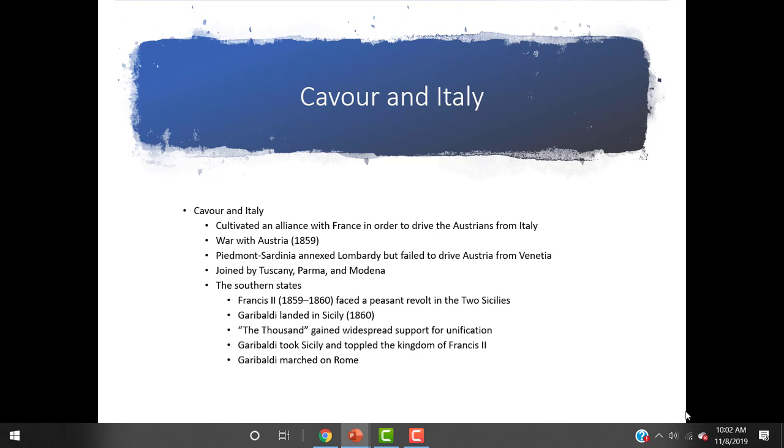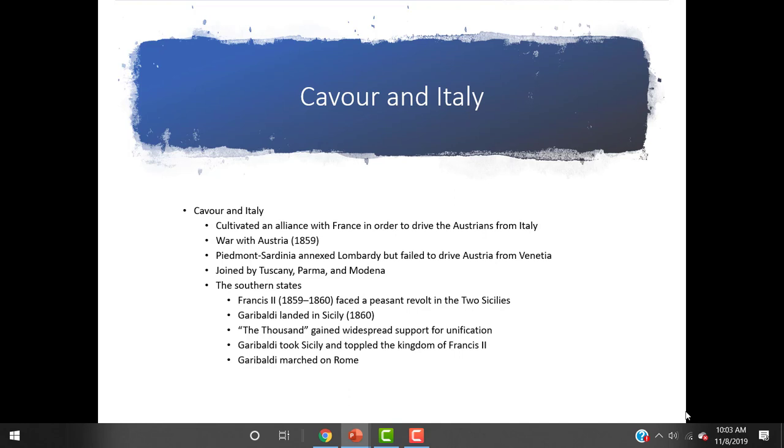Cavour cultivated an alliance with France in order to drive the Austrians from Italy. Good idea. And there was even a war with Austria. Piedmont-Sardinia annexed Lombardy, but failed to drive the Austrians from Venetia. They were joined by Tuscany, Parma, and Modena. In the southern states, Francis II faced a peasant revolt in the Two Sicilies, and Garibaldi landed in Sicily in 1860. They began to gain widespread support for unification.